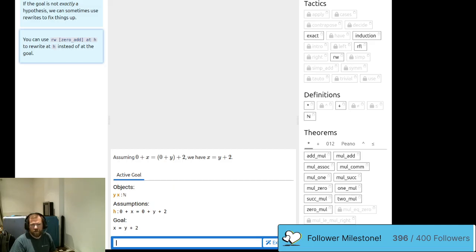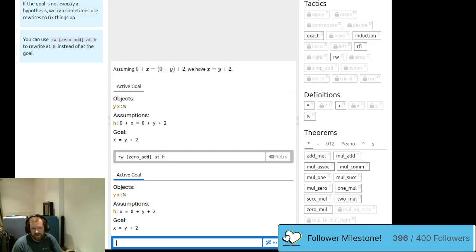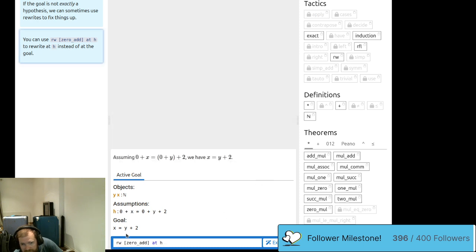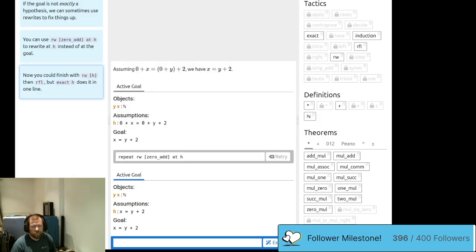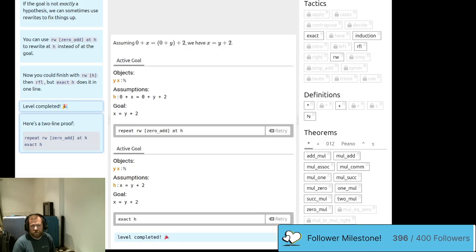So we can say, rewrite 0 add in the statement h. Okay. Repeat. Okay, so now x equals y plus 2. And now we got it. So exact h. Congratulations, it works.